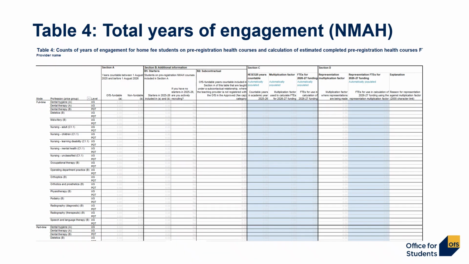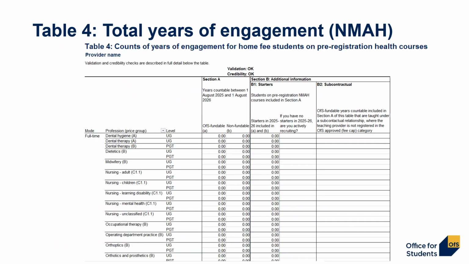Like table 3, table 4 has 4 sections, A, B, C and D, although it differs slightly in that section B is divided into sections B1 and B2. As before, for now, we'll concentrate on sections A and B and we'll look at sections C and D on multiplication factors in a later video. Let's focus on sections A and B of table 4.